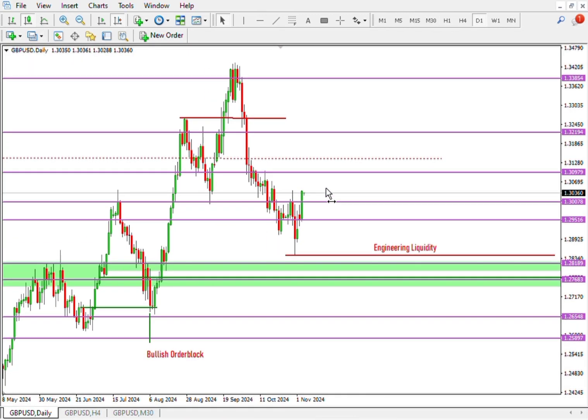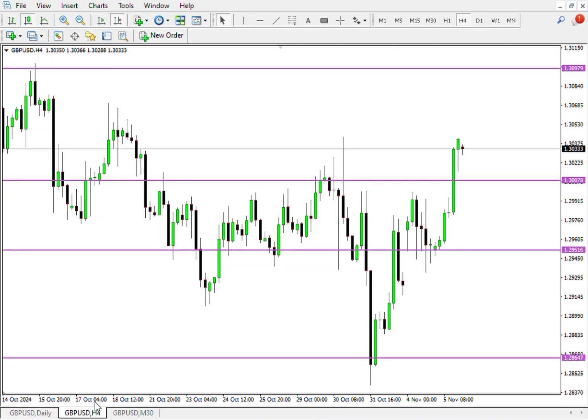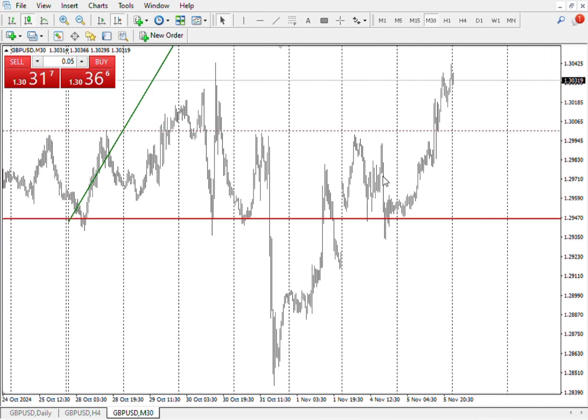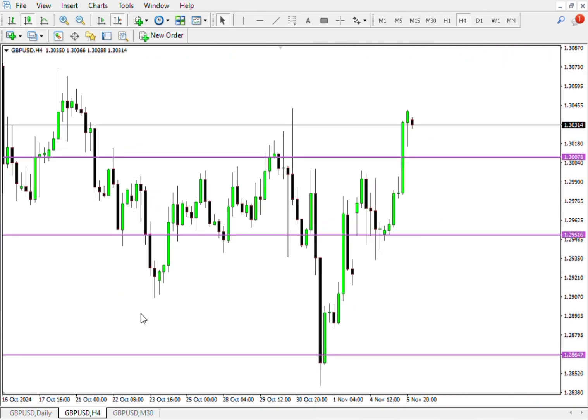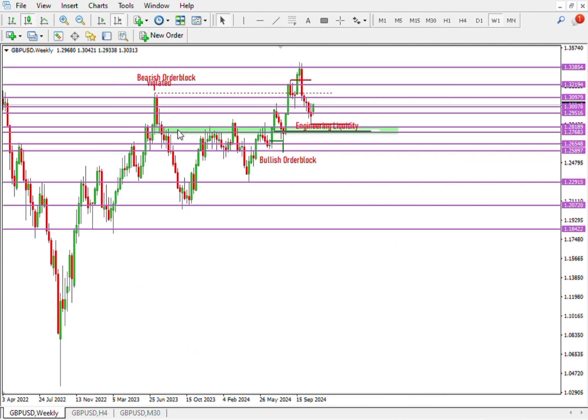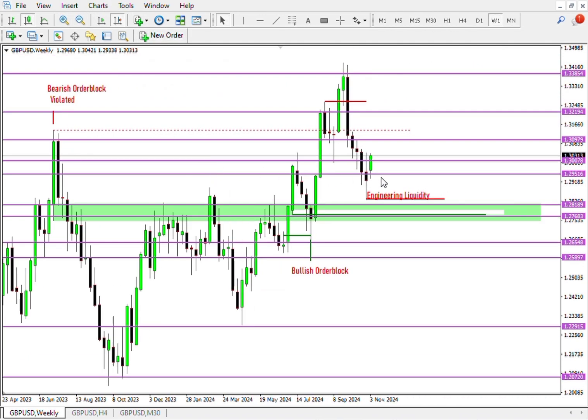And now I'd like us to have a look at the GBPUSD. Looking at the GBPUSD, we see that I've labeled that as engineering liquidity. So I'm seeing that low as a low that is going to be violated or traded towards to neutralize its liquidity so that GBP can start moving upwards.